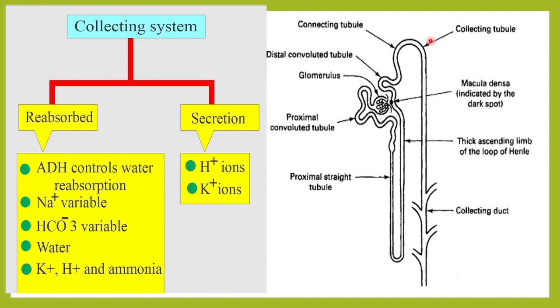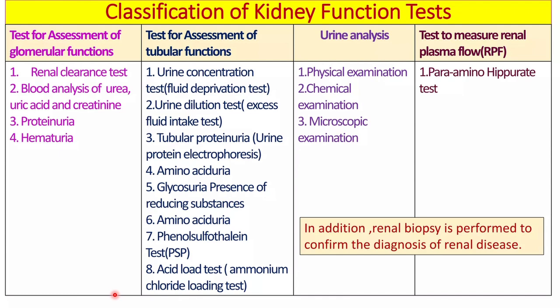The collecting duct also reabsorbs as well as secretes. It secretes the H plus ions and K plus ions, and reabsorbs sodium variably, bicarbonate, water, potassium, H plus and ammonia. So now when we have to classify the kidney function test, we classify it into 4 different categories.